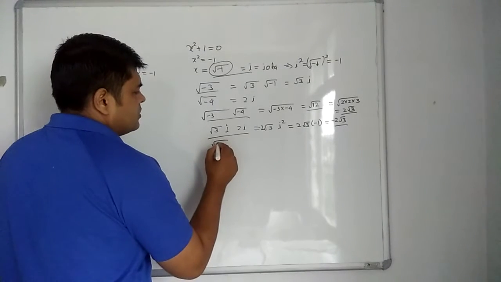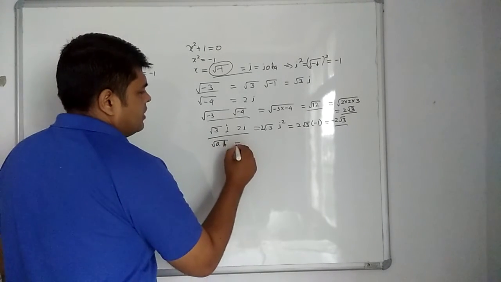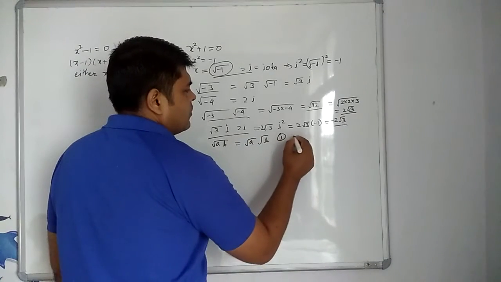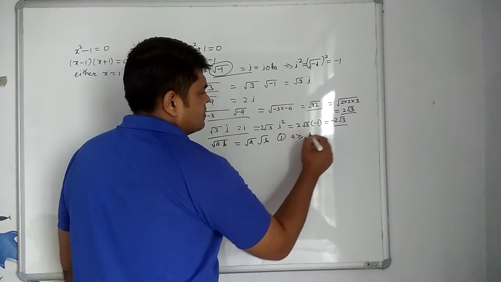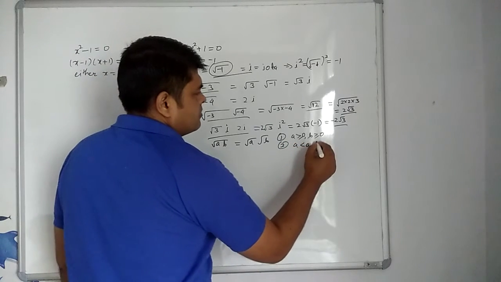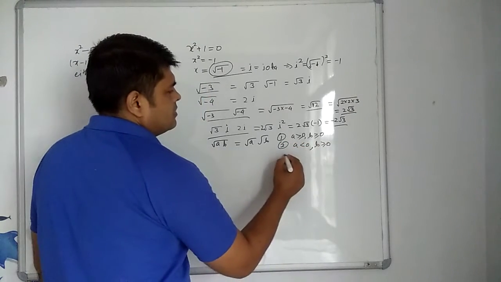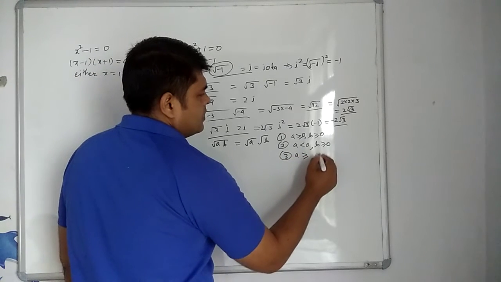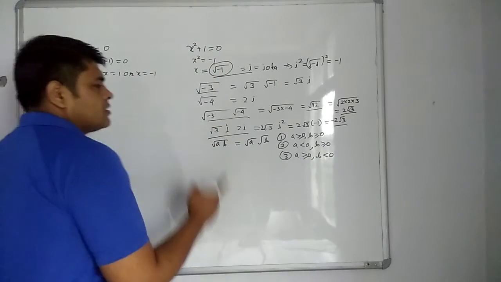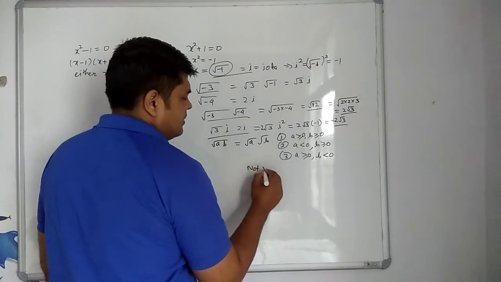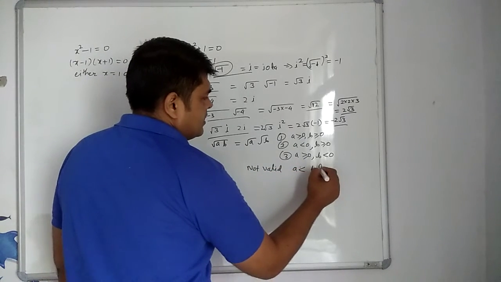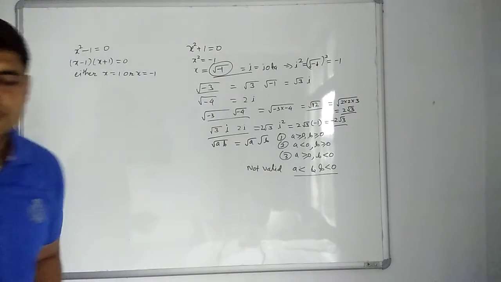We must have root a into b equals to root a into root b in 3 cases. First, when a and b both are positive. Second, when a is negative, b is positive. Third, when a is positive, b is negative. But this rule is not valid when a is negative and b is negative. In this case, this rule is not valid.